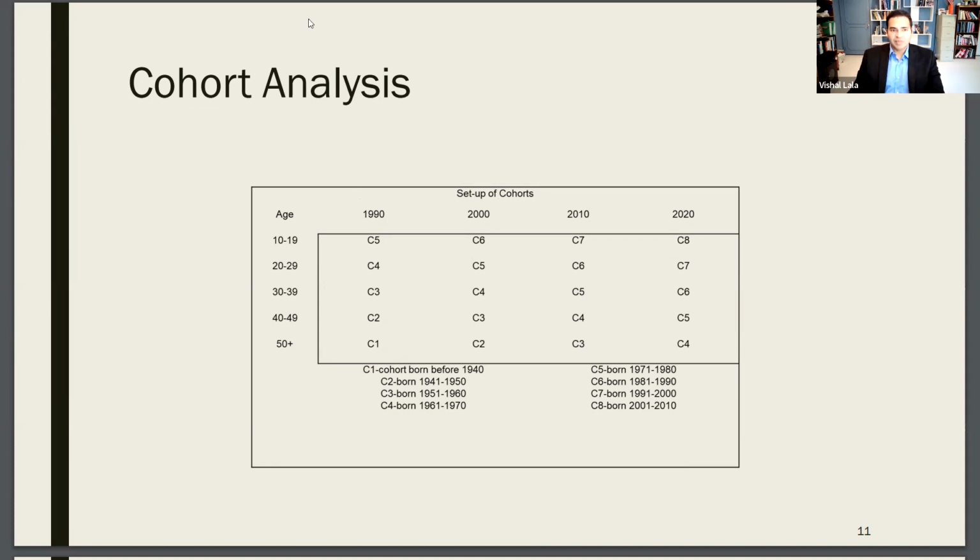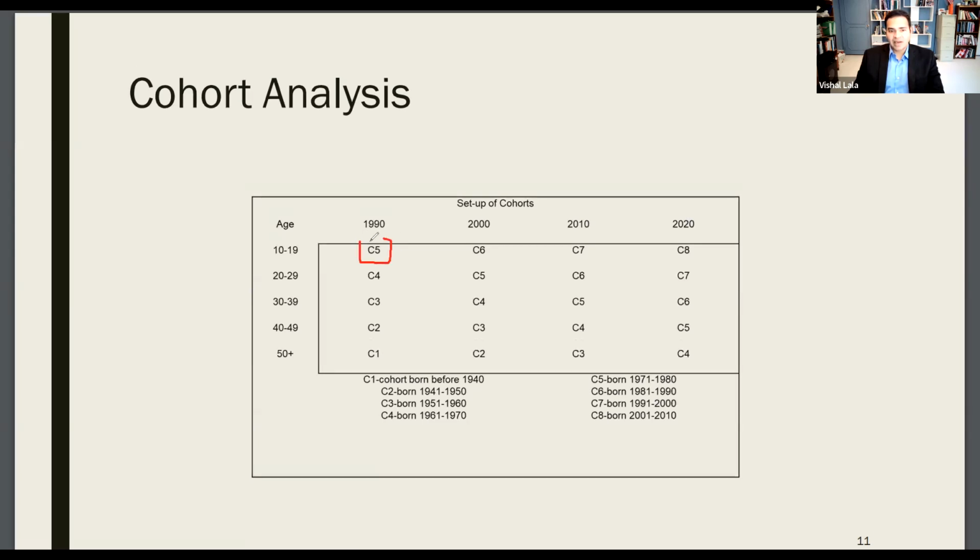In this particular picture, you can see that we have a cohort called C5. Well, in 1990, they would have been aged 10 to 19. Well, 10 years later, they'd be older. Another 10 years later, even older, and so on. So basically, you can track a group of people over time, or track a cohort over time. The cohort C5 comprises a sample of people born between 1971 and 1980.